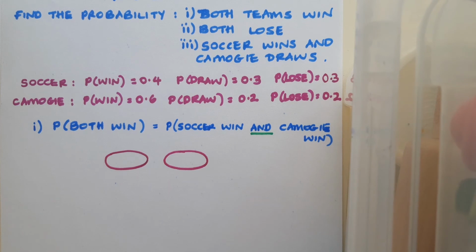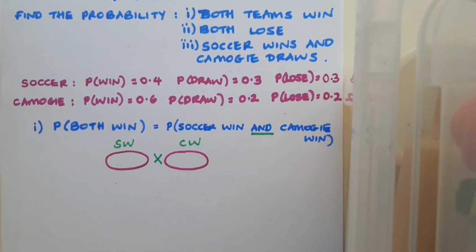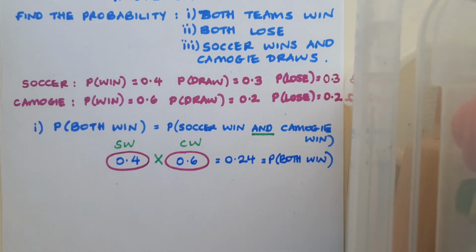So I've got my 2 events. I've got my soccer win. I've got my camogie win. I want both of these to happen. So I'm multiplying the values together. And the probability of a win in soccer is 0.4, and the probability of a win in camogie is 0.6. And when I multiply these, I get a result of 0.24. And this is the probability that both teams win.